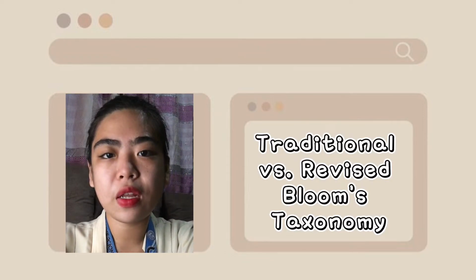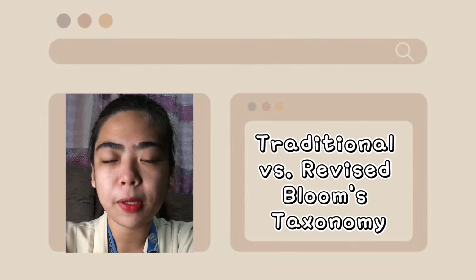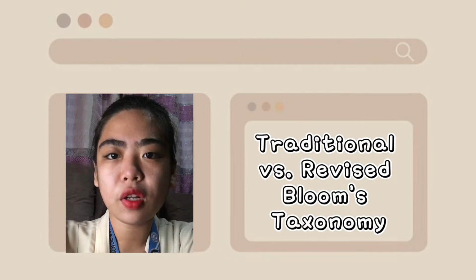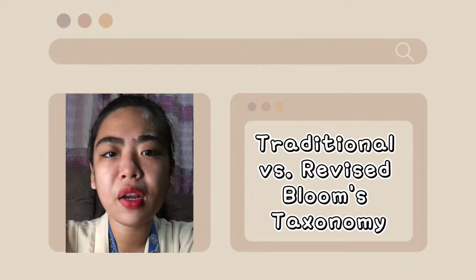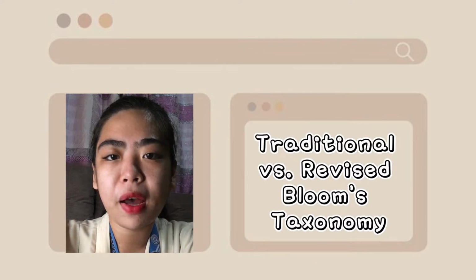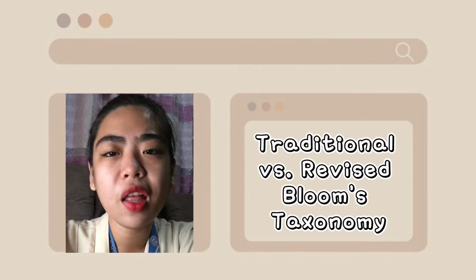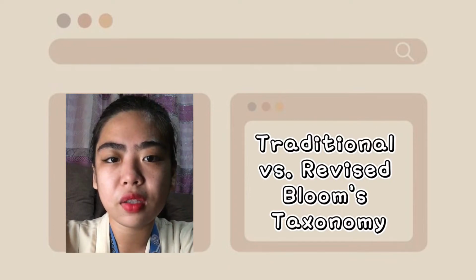So let's proceed to the revised Bloom's taxonomy. During the 1990s, Lorin Anderson and a group of cognitive psychologists updated the taxonomy. The revisions they made appear fairly minor; however, they have a significant impact on how people use the taxonomy. The changes can be divided into three categories: the terminology, the structure, and the emphasis.